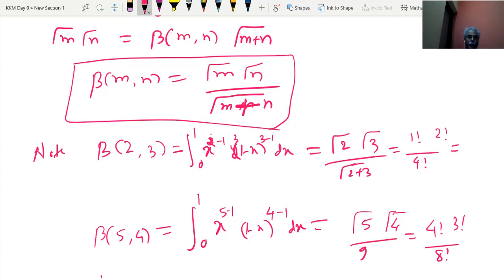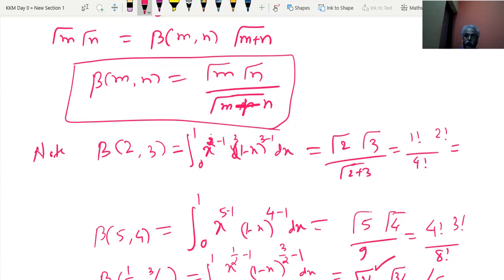And if it is a beta half and 3 by 2, which is equal to integral 0 to 1, x raised to half minus 1, here comes the problem, 1 minus x raised to 3 by 2 minus 1, these are not easy to integrate. But in terms of gamma function, when I express it, gamma half, gamma 3 by 2, whole divided by this plus this is gamma 2. But here we are getting stuck.